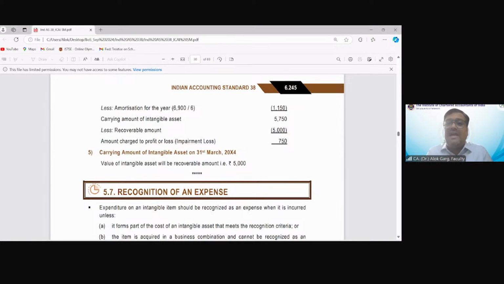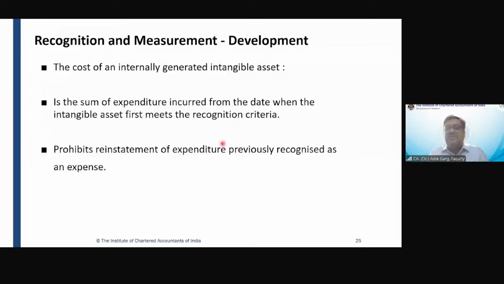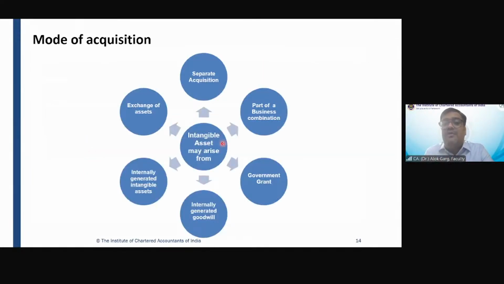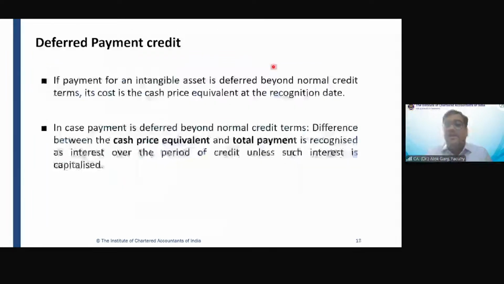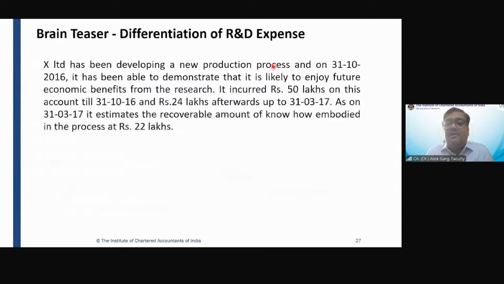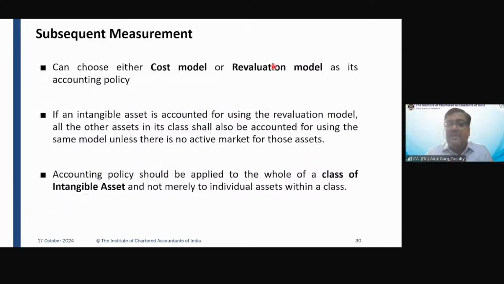So friends, we have covered this part of intangible assets, which is intangible asset recognition and measurement due to different modes of acquisition. We have covered the 6 modes of acquisition and the measurement for each. Now we will be talking about subsequent measurement.